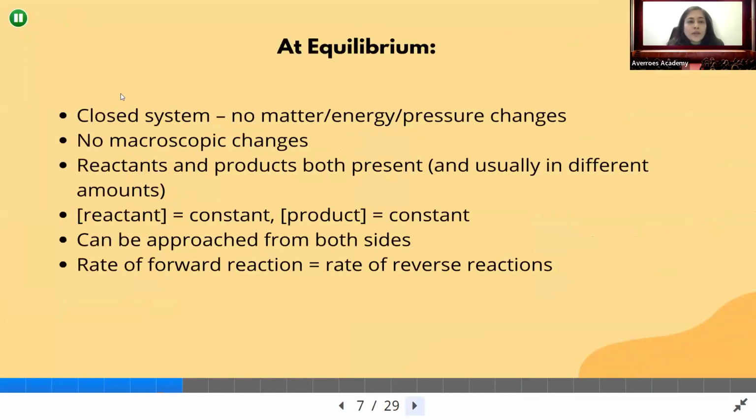Okay, so at equilibrium: closed systems, no matter or energy or pressure changes, and no macroscopic changes. Reactants and products are both present, usually in different amounts. Reactants equal constant, products equal constant. They can be approached from both sides. Rate of forward reaction equals rate of reverse reaction.